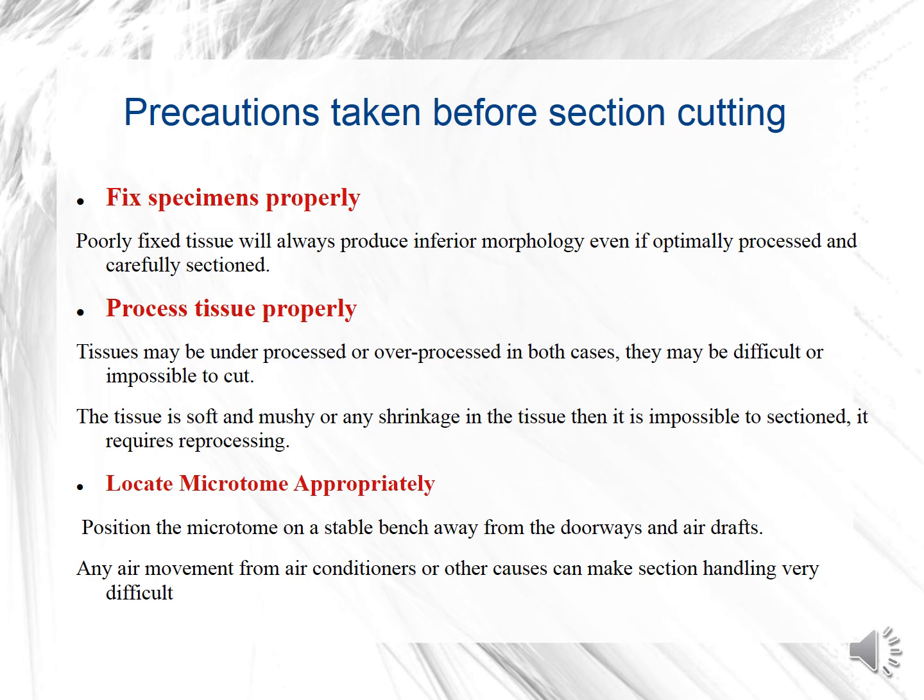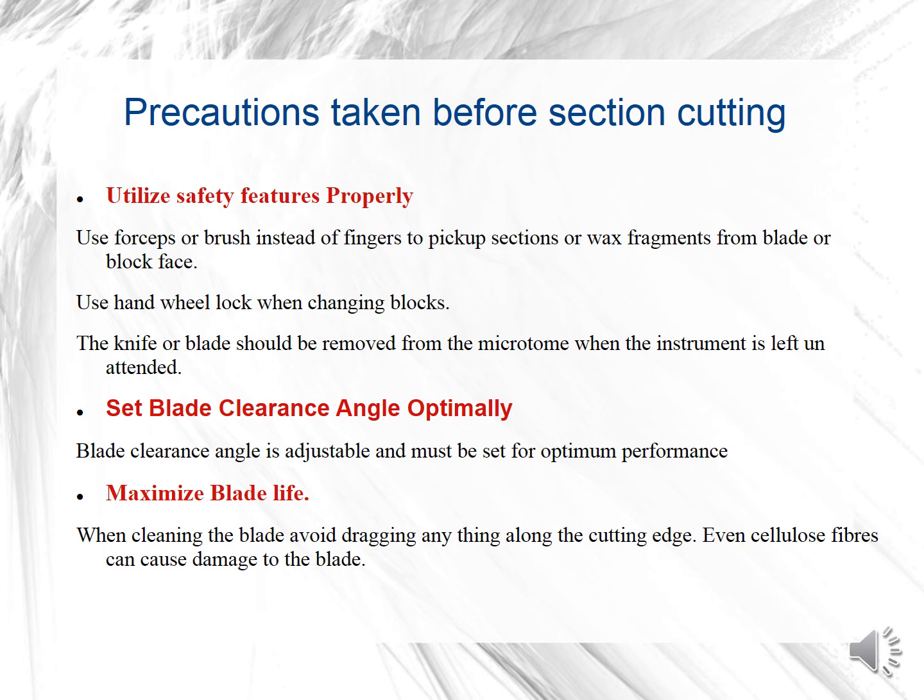Then locate the microtome appropriately. We can use the type of microtome which is easily available in the lab, but the rotary microtome is most easily available and it is easy to handle. Position the microtome on a stable bench away from the doorways and air drafts. Any air movement from air conditioners or other causes may make section handling very difficult. So we have to take proper care while cutting the sections.